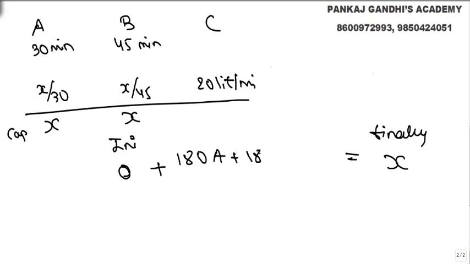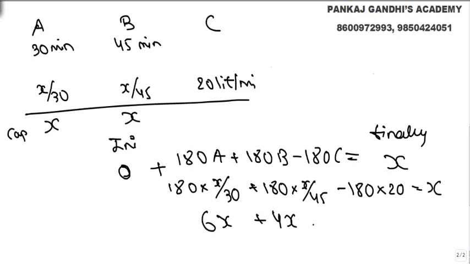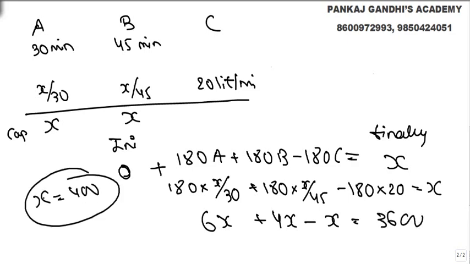So 180 minutes A fills, 180 minutes B fills, 180 minutes C empties. 180 into X by 30, 180 minutes per minute X by 45, 180 minutes, 6x, 4x, minus 3600, equals x, so x is 400.